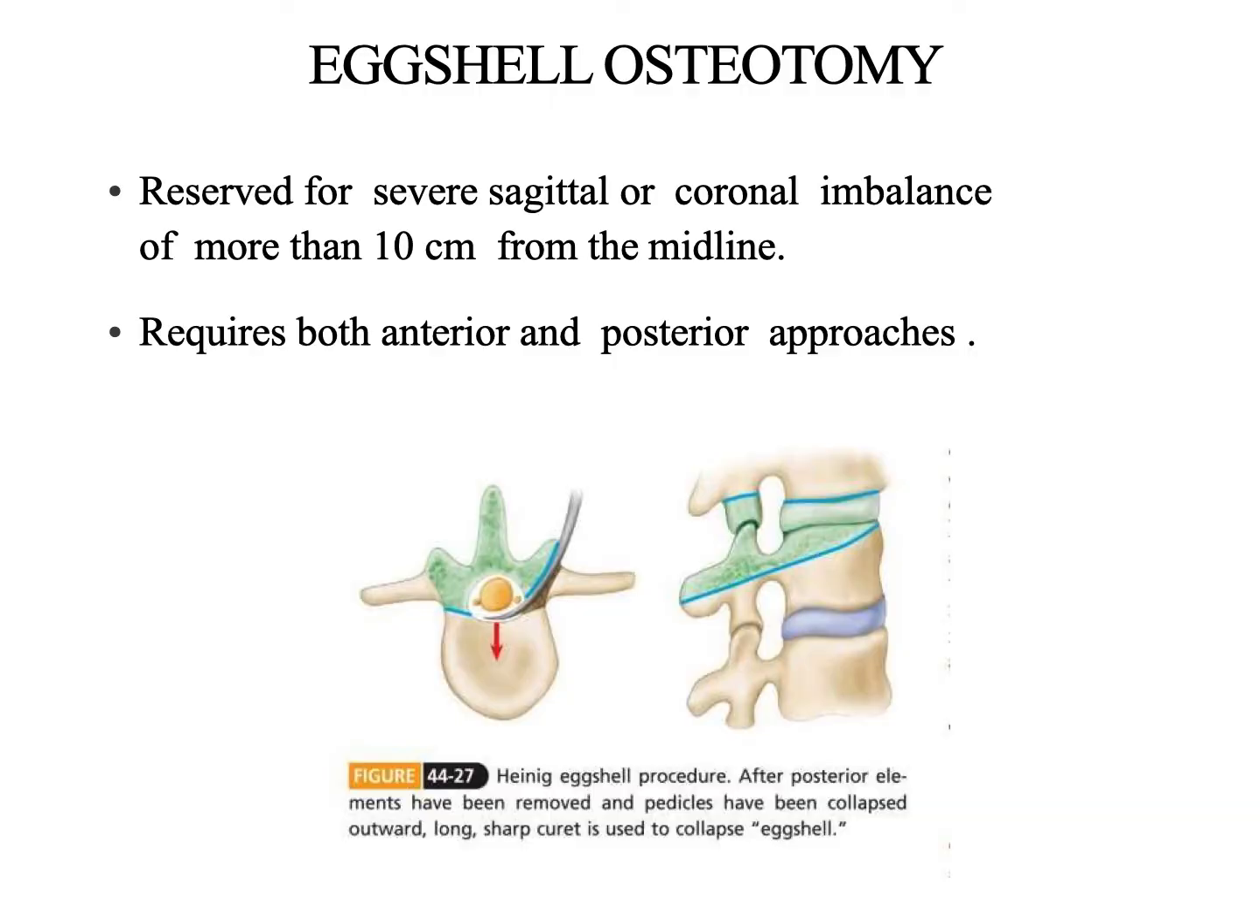Another osteotomy is eggshell osteotomy, reserved for severe sagittal or coronal imbalance of more than 10 cm from the midline. This requires both anterior and posterior approaches. After posterior elements have been removed and pedicles have been collapsed outwards, a long sharp curette is used to collapse the eggshell.